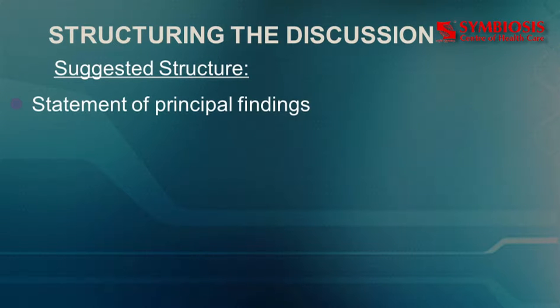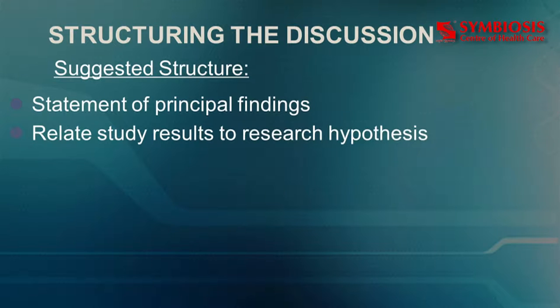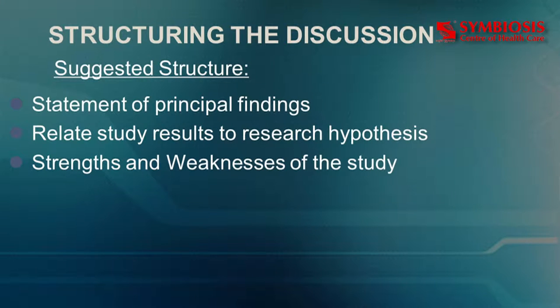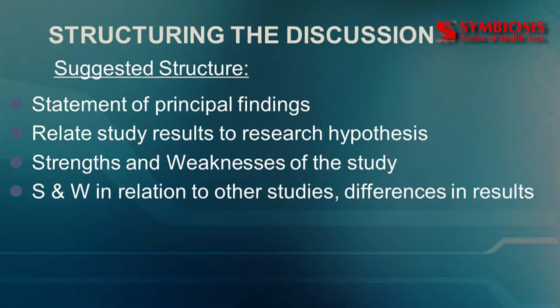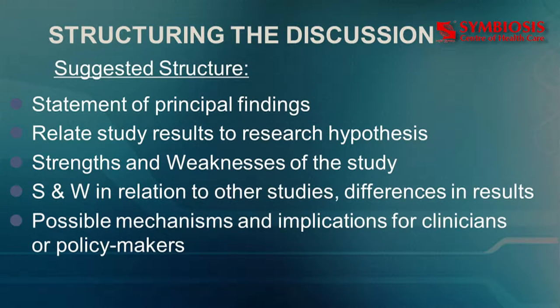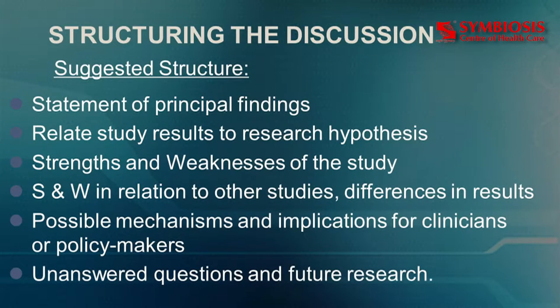The suggested structure for writing a discussion includes that initially you can provide the statement of the principal findings. Then you relate the findings of your study to the research hypothesis. You also take this opportunity to talk about the strengths and weaknesses of the study, and you can relate the strengths and weaknesses of your study to the differences in results with other studies also for that matter. And it also provides you an opportunity to deliberate on possible mechanisms and implications for the clinicians or the policymakers. And finally, you can also talk about unanswered questions and future research directions.